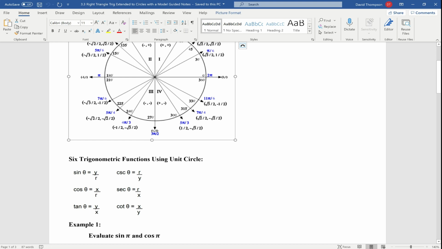So there are 6 trig ratios: sine, which is defined as y over r; cosine, which is defined as x over r, where r is your radius; tangent is defined by y over x; cosecant is defined as r over y; secant is defined as r over x; and cotangent is defined as x over y.